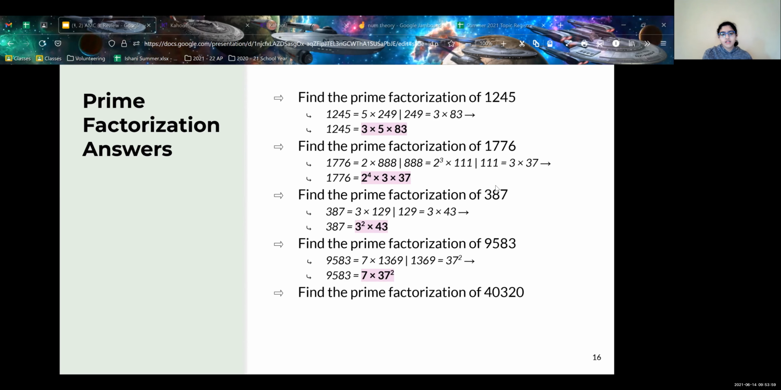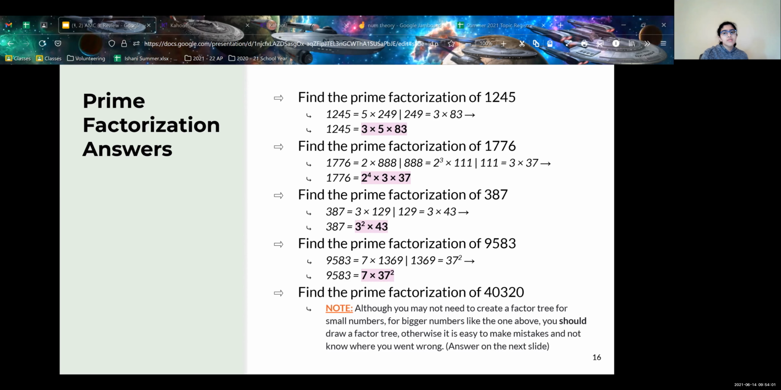40,320 is very big. Although you may not need to create a factor tree for the other numbers above, you should draw a factor tree for big numbers because it's very easy to make a mistake. It's very easy to forget that you divided a number by a certain number unless you draw out a factor tree. So this is the answer.